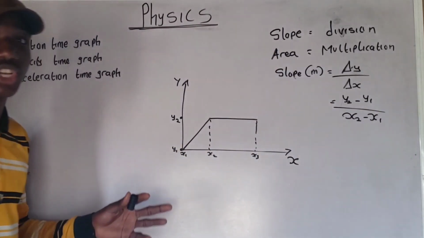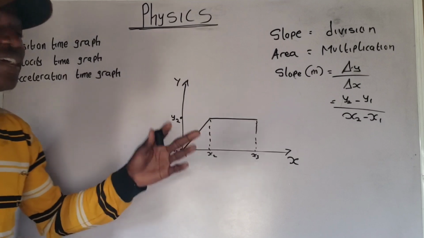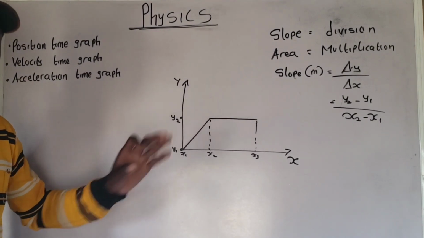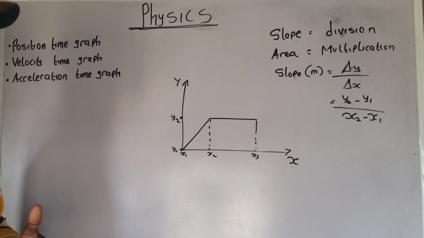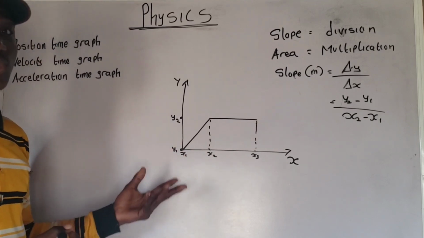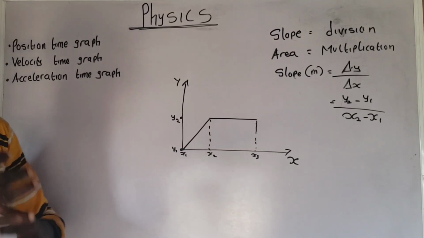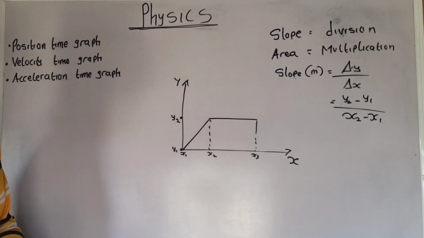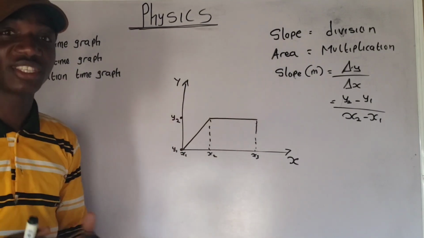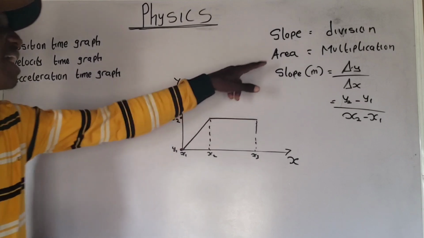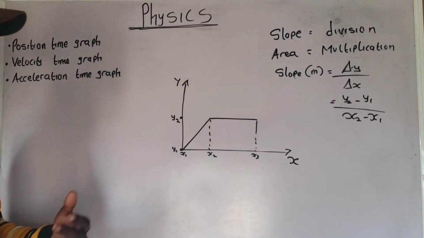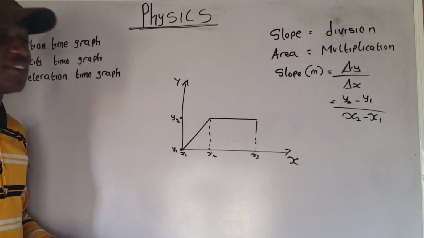You can use any two points on the graph to find the slope. You can take x3 and x2, provided that the interval is the same. You understand what I'm saying? But I just use this as an illustration, that slope is associated with division, and area is associated with multiplication. Now, if you are told to find the area, look at this.